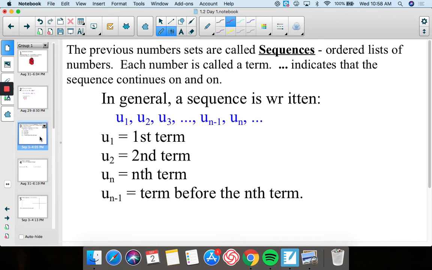Okay, the previous number sets that we just looked at are called sequences. And sequences are ordered lists of numbers. Each number is called a term. The ellipsis that you'll find at the end of the sequence indicates that the sequence continues on and on. In general, a sequence is written as U1, U2, U3, and so forth. U1 is your first term, U2 is your second, so whatever is in this subscript indicates what number it is within that sequence. U sub n is your nth term, and then U sub n minus 1 is the term that comes before your nth term.